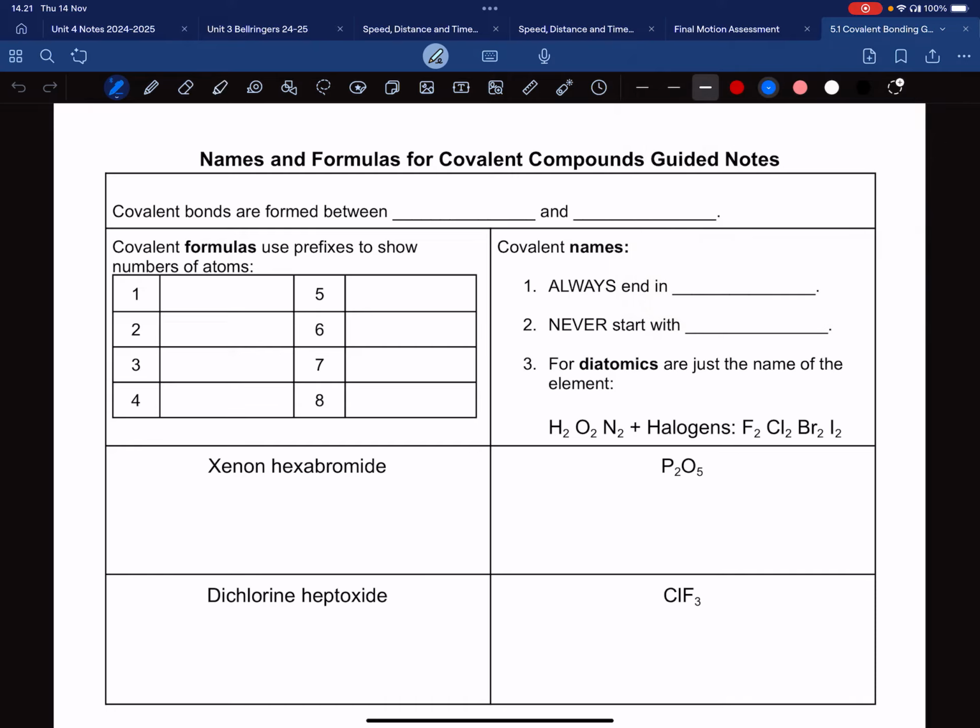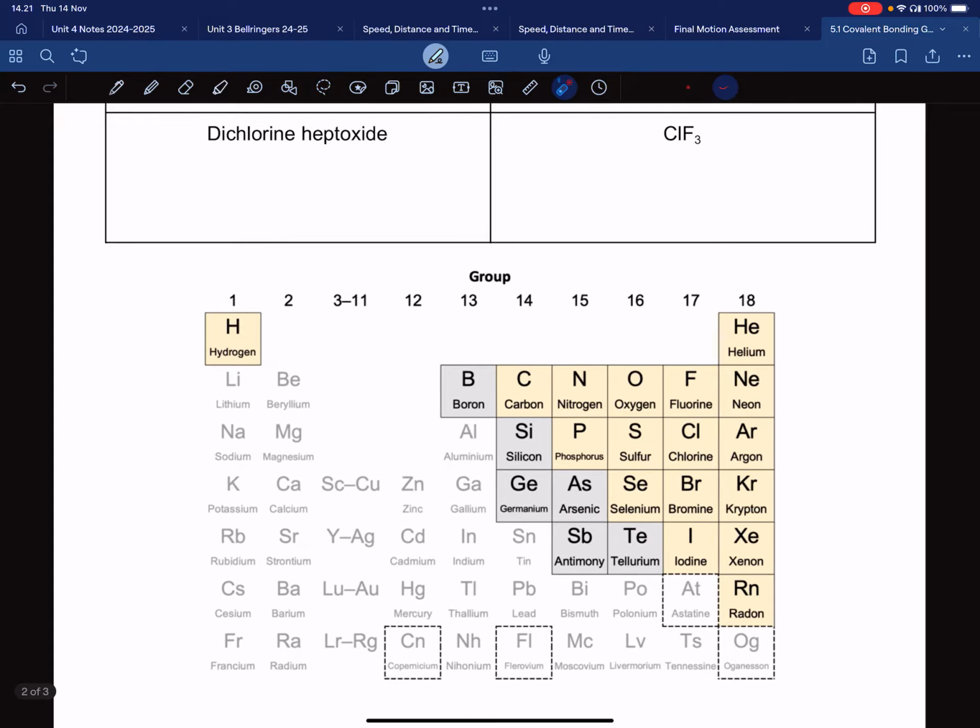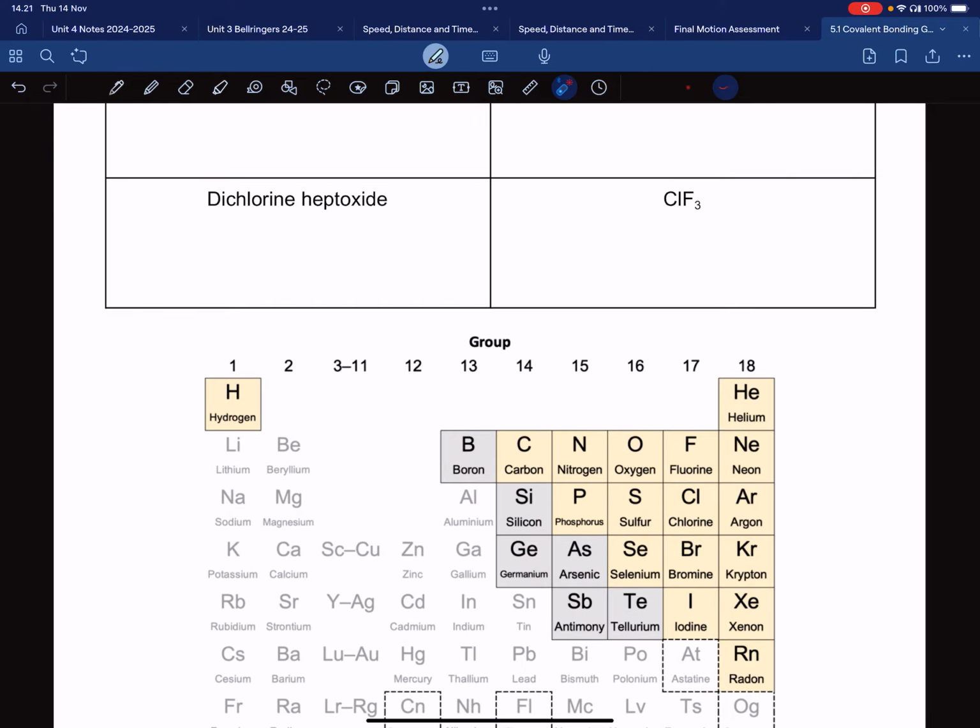Alright, so covalent bonds are formed between nonmetals and nonmetals, and occasionally metalloids. And so you can see down here, your yellow ones are the nonmetals and your gray ones are the metalloids.